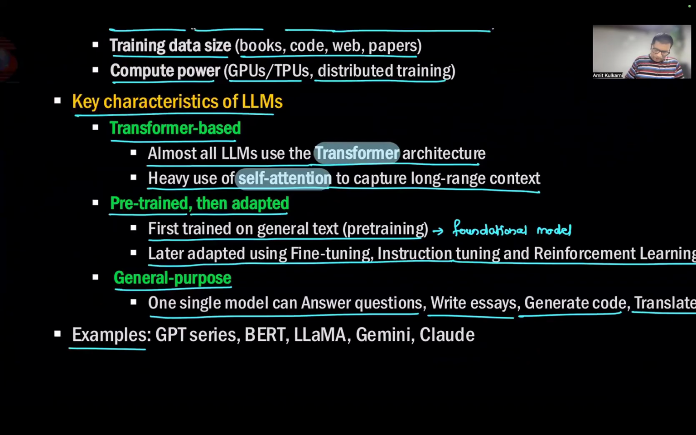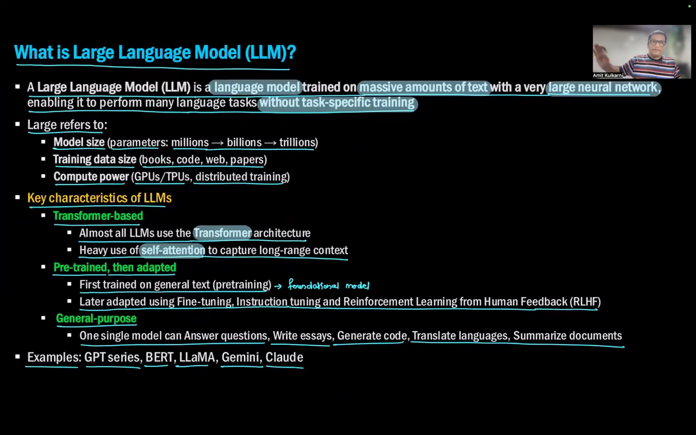For example, there are many: the GPT series, GPT-2, 3, 4, 5, 5.2, whatever it is. BERT, very important. We are going to bring that in tomorrow's session and see how BERT works, not the entire architecture, but at least a certain part of it. Llama, very important, from Meta. Gemini from Google and Claude from Anthropic. And there are many, many more LLMs out there. I hope you understand what we are saying here.